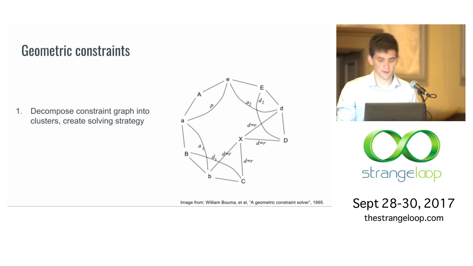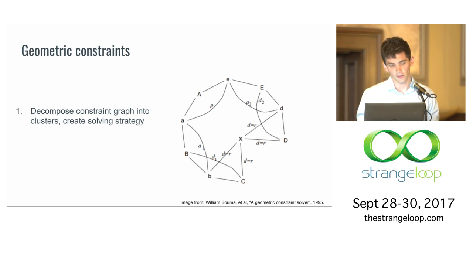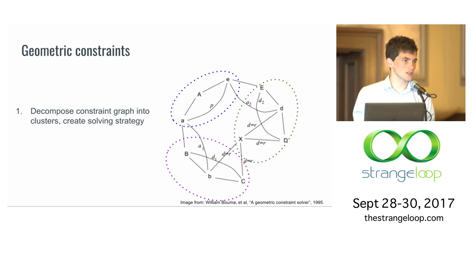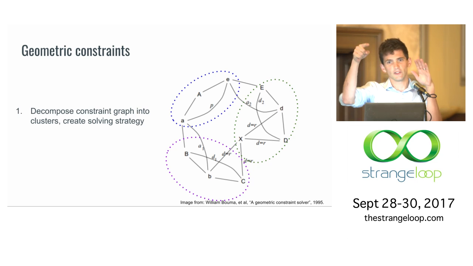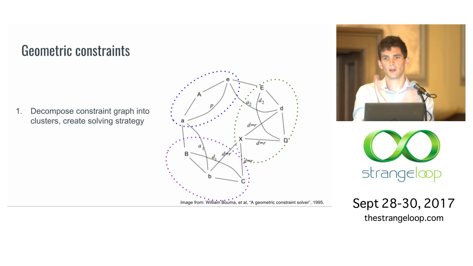Once we've got this graph, there are a number of different variations, but almost all of these solvers follow a strategy of first decomposing this constraint graph into clusters and creating a solving strategy. You might remember from geometry class in high school how if you had a parallelogram and you knew one of the angles, it was really easy to figure out the opposite angle, or for certain types of triangles, if you got a little bit of information, there are very straightforward ways to determine other values in this geometric problem.